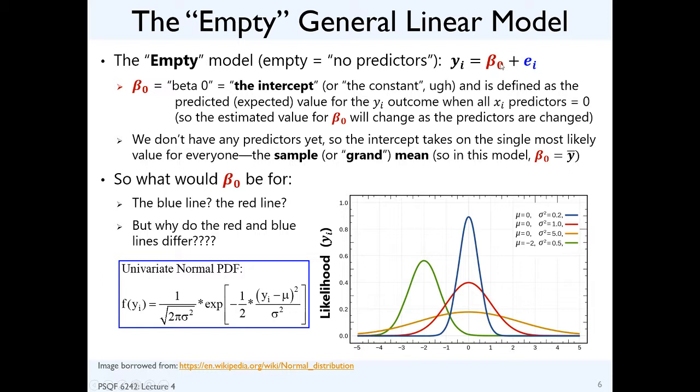This beta 0, the intercept, has a very special definition. It is the expected outcome when your model predictors are 0. Right now, I don't have any model predictors, so it's my expected outcome. The most expected outcome is the mean.